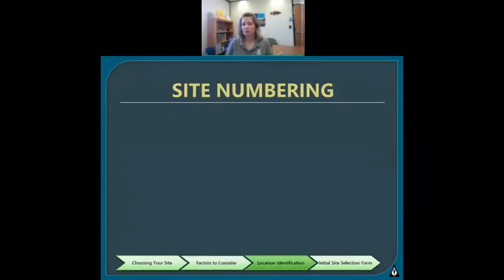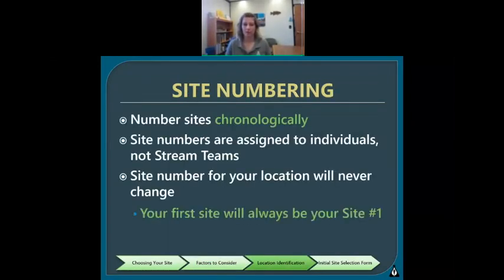Okay. All right. So your Stream Team monitoring site has to be very clear and understandable for Stream Team staff in order to put your data in. And you also got to keep your own site straight. So we number our sites chronologically. Our very first site that we do is going to be site number 1. Every single monitor starts off at site number 1. These sites are specific to the monitor. So if Frank and Angie go out monitoring together, Frank has his site number 1, Angie has her site number 1. They're not tied together in any way.